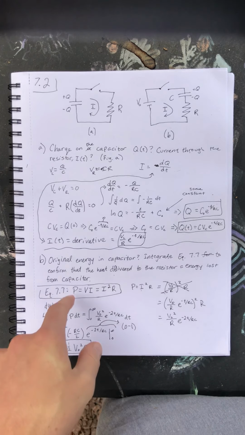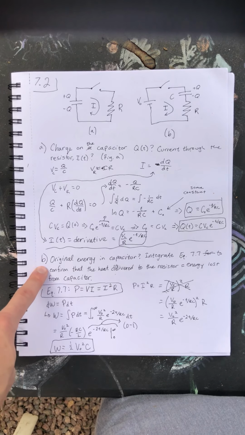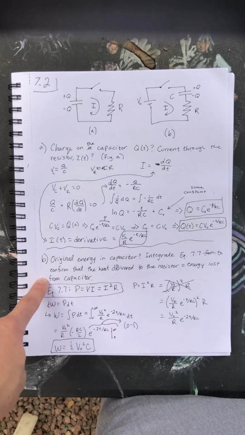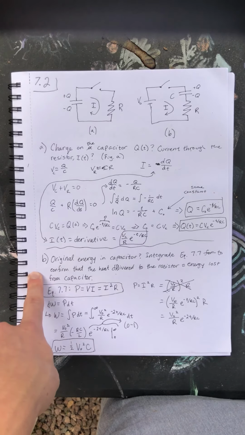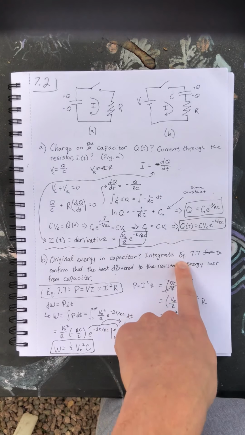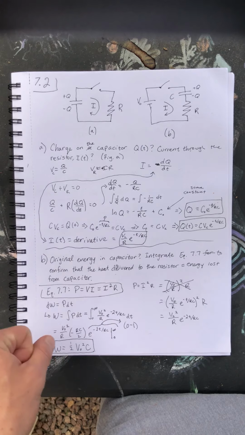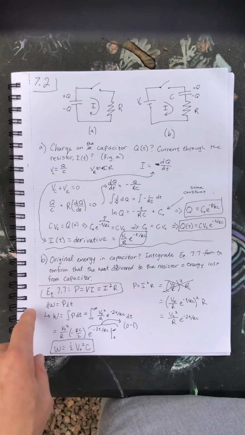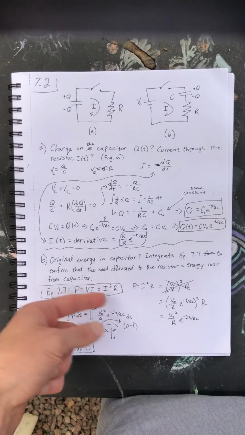So part B is going to ask for a few things. It's going to ask for the original energy in the capacitor, and it's going to ask us to integrate equation 7.7 to confirm that the heat delivered to the resistor is going to be the energy lost in the capacitor. So equation 7.7 is right here. P equals VI, or P equals I squared R.